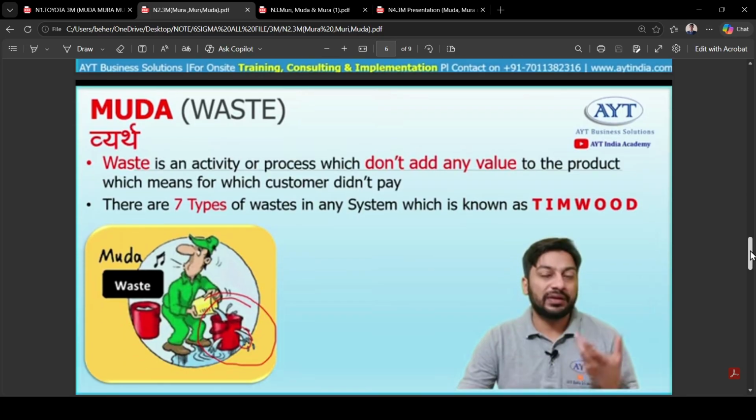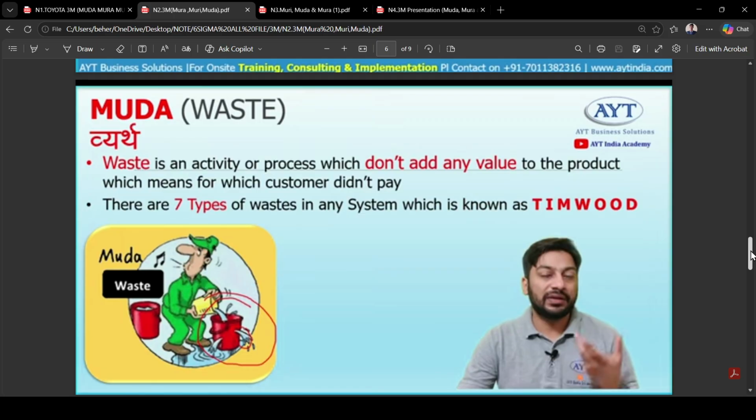Then the last one is Muda. What is Muda? Muda means waste. Waste is an activity or process which does not add any value to the product, which means the customer doesn't pay anything for it. There are 7 types of waste in any stream, which is known as TIMWOOD.